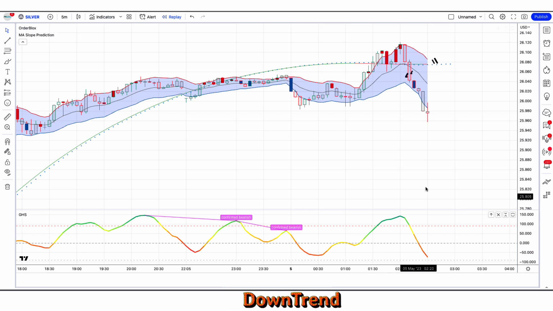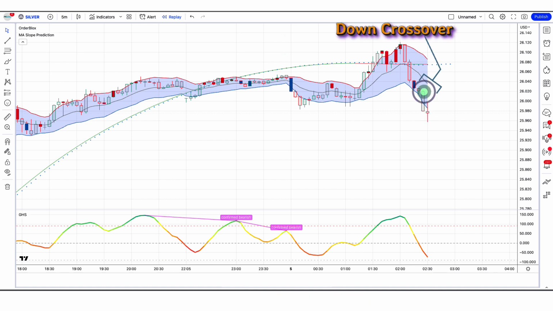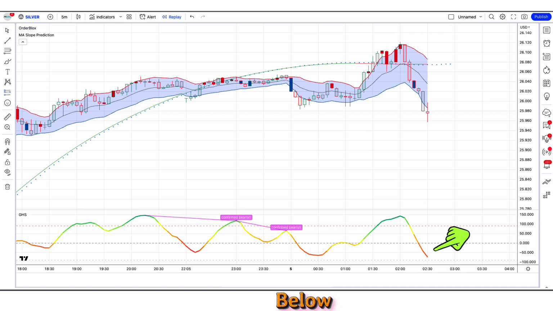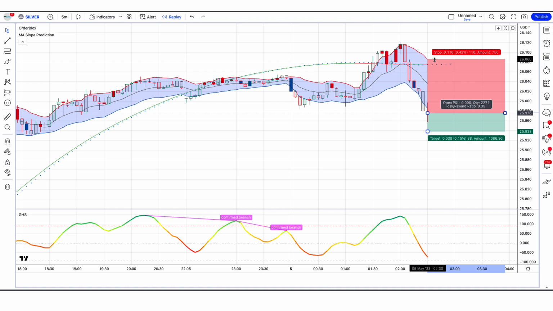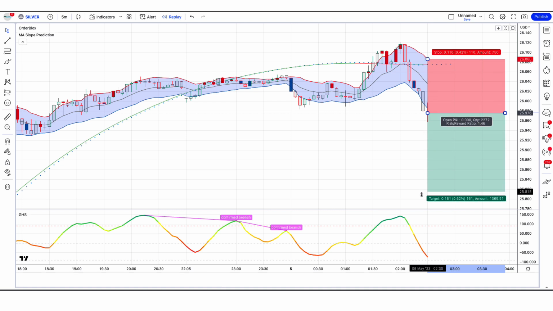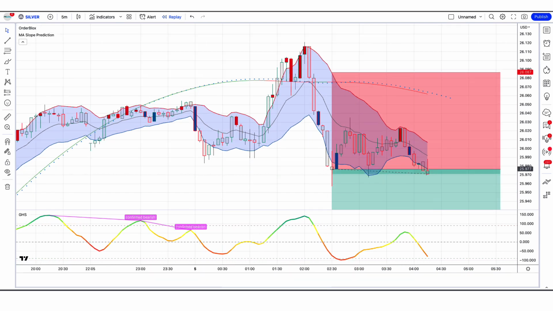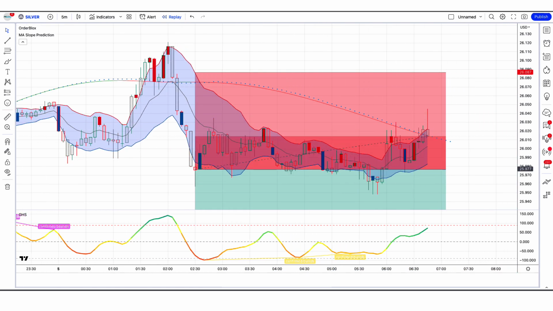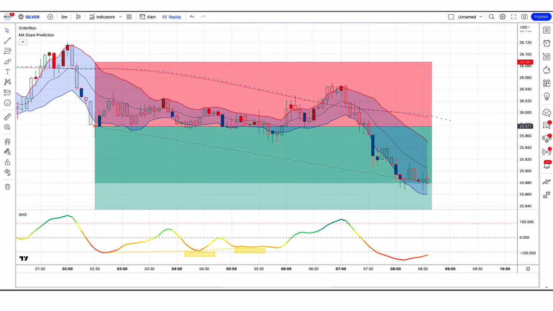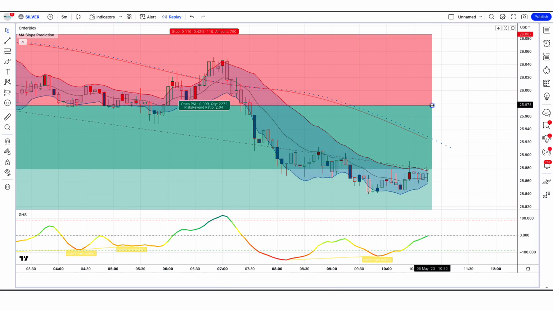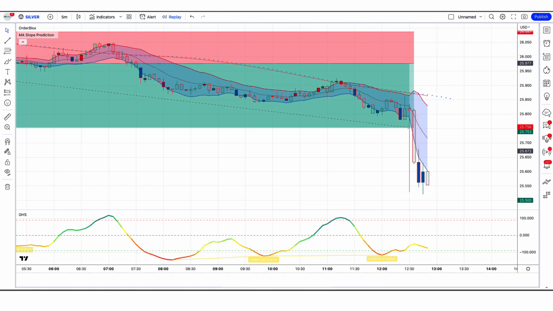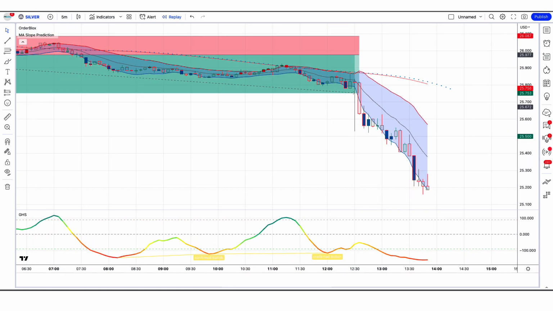The MA Slope Prediction indicator changes from uptrend to downtrend. The market crosses down over the middle line of the order blocks indicator. The God Hunter Scalping indicator histogram is below the zero level. If all these conditions are met, we will place a sell order. Our stop loss will be placed at the higher level of the order blocks indicator, and the risk to reward ratio will be 1 to 2. The market has completely hit the target of the trade. Now we will find other trades.